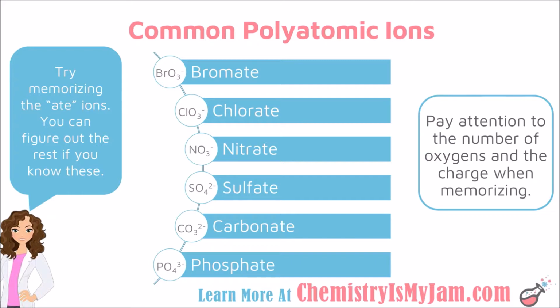That's helpful if you sort them like that while you're memorizing them, because you need to know the atoms that are present as well as the charge. All of that is important when you're memorizing polyatomic ions. Phosphate will always be 1 phosphorus, 4 oxygens. The whole thing has a charge of -3. All of that information is important.